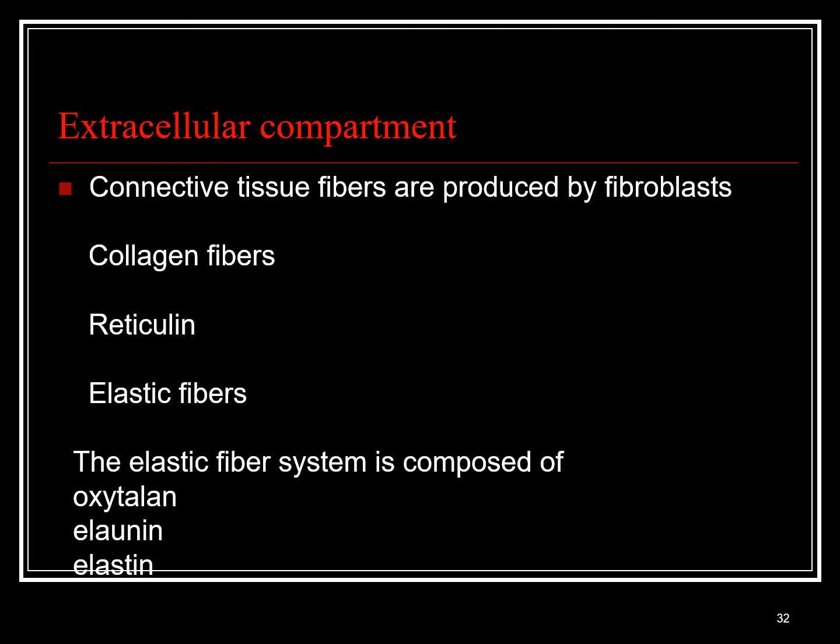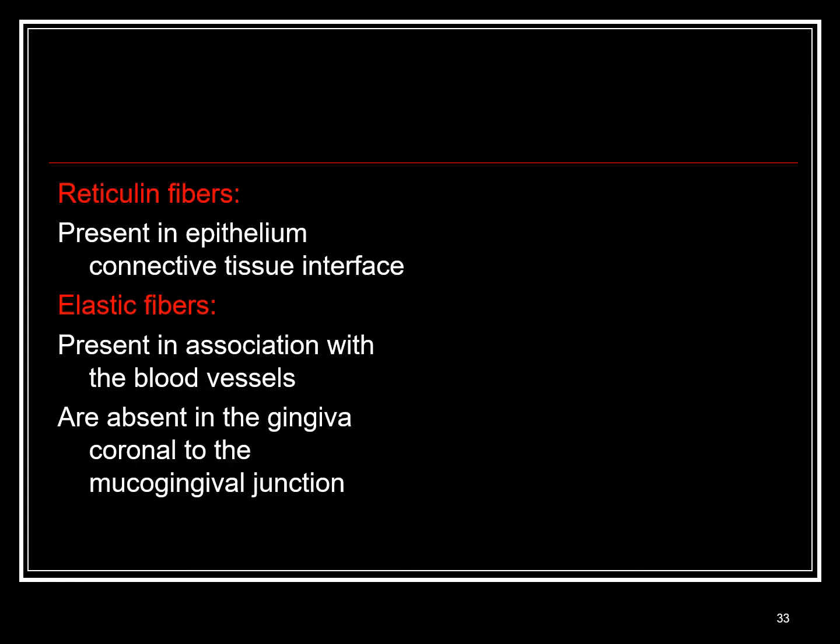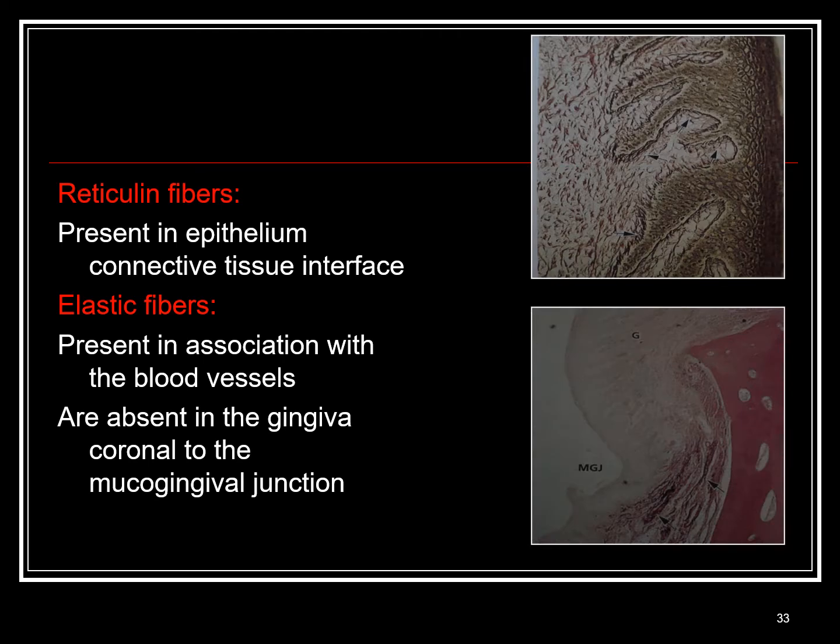The extracellular compartment comprises the connective tissue fibers, which are produced by the fibroblasts. Collagen fibers, reticulin, and elastic fibers are the components of the extracellular compartment. The elastic fiber system is composed of oxytalan, elaunin, and the elastin fibers. The reticulin fibers and the elastic fibers are present in association with the blood vessels, and they are absent in gingiva caudal to the mucogingival junction.